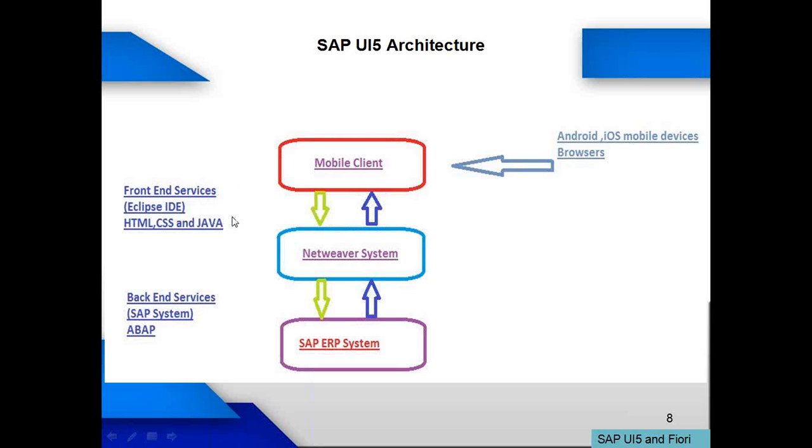The front-end service we are going to develop in the Eclipse IDE, and the languages we use for front-end design are HTML, CSS, and JavaScript. And the backend service is purely a web service. There we will integrate the function modules with the SAP Netweaver Gateway Builder. So there we will develop the backend service, and then we will integrate the backend and front-end service, so that it will create one end-to-end application.